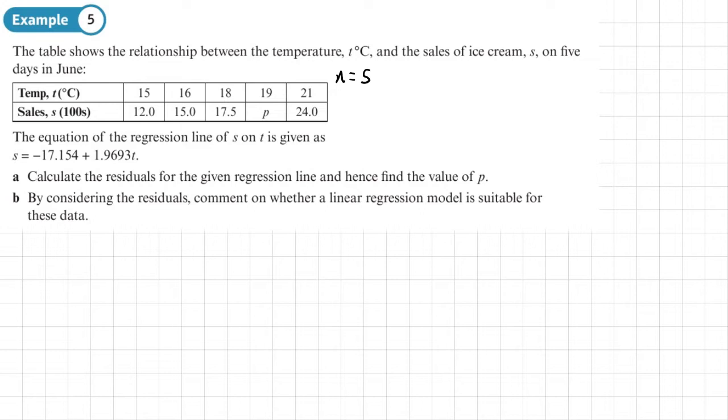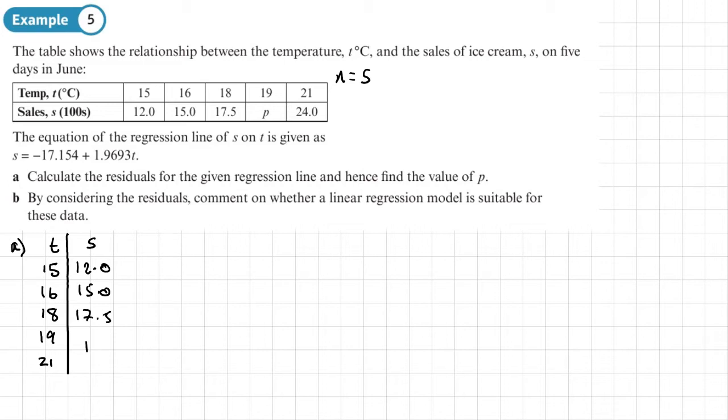Right, so we're going to need some sort of table to be able to work out what the residuals are. So we'll have a first column which will be T, so we'll put down the temperatures here, 15, 16, 18, 19, 21. Second column, we'll put down our observed values of S, so that's going to be 12.0, 15.0, 17.5, p, which we're going to work out, and then 24.0. So that's our value of S.